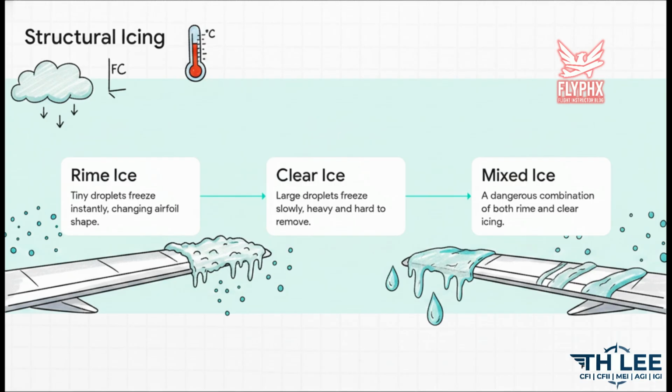Rime icing happens when tiny water droplets strike the aircraft and freeze instantly, trapping air inside. It looks milky, and it changes the shape of your airfoil's leading edge, which reduces lift, but thankfully it is relatively easy to remove. Clear icing, though, that is the major concern. This happens when large, supercooled droplets, like freezing rain, strike the surface and slowly freeze. It has very little air trapped inside, making it heavy, hard to see, and incredibly hard to remove. A terrifying fact for you: severe, clear icing can alter your aerodynamics so quickly that you can lose control in a matter of minutes. Finally, mixed icing is a dangerous combination where rime and clear ice form simultaneously.